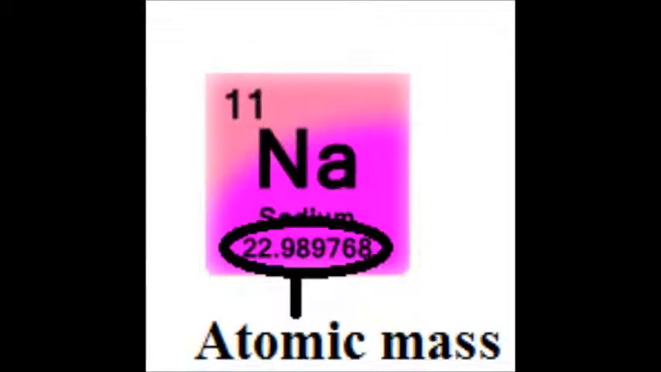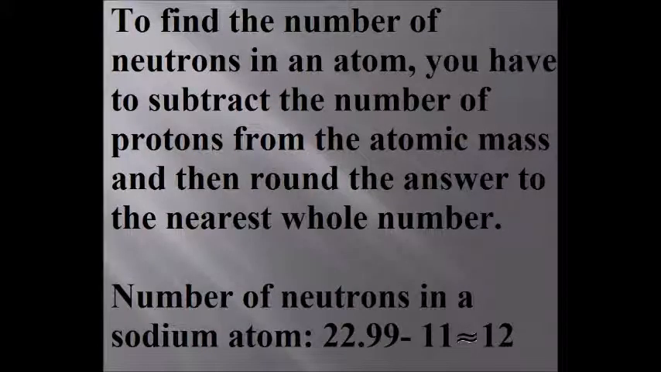Sodium's atomic mass is 22.99. To find the number of neutrons in an atom, you have to subtract the number of protons from the atomic mass and then round the answer to the nearest whole number. Number of neutrons in a sodium atom, 22.99 subtract 11, is about 12.